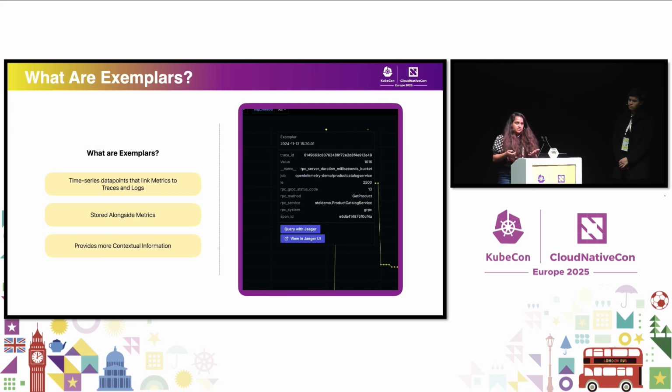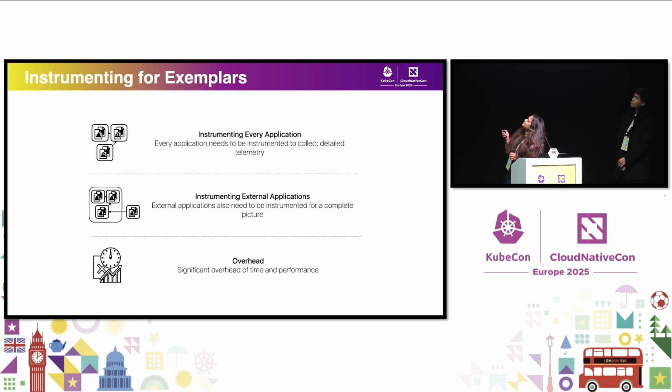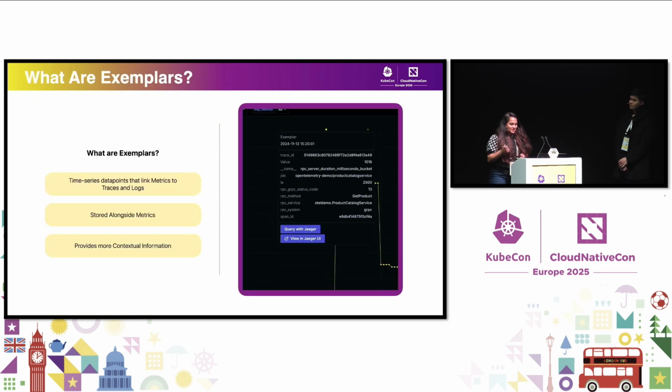And the way that the exemplar is instrumented is you can see this little yellow dot here, that's the exemplar. So that's how it looks on your visualization.